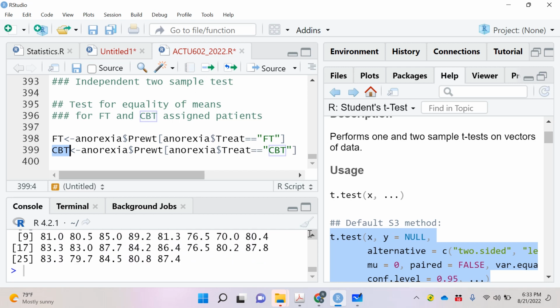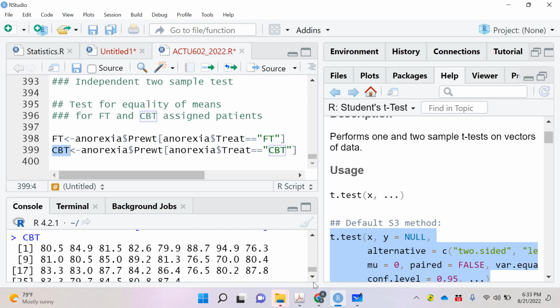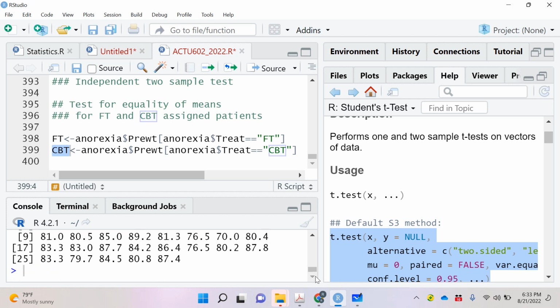So you see that the CBT group is more than those who were assigned the family treatment. The CBT group, 25, 26, 27, 28, 29: 29 people were assigned to the CBT group, whereas for family treatment you have only 17.